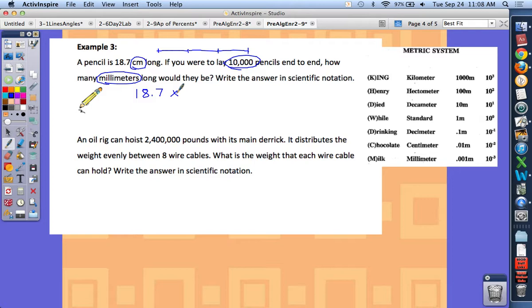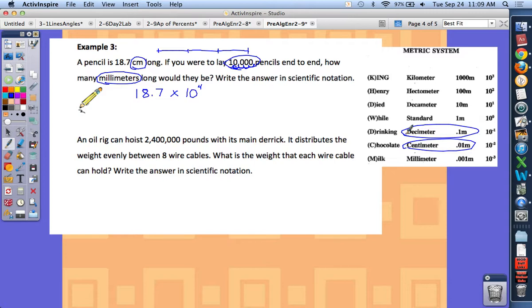Let's think about what power of 10 that is. 10,000 is 10 to what power? Well, here's your decimal. 1, 2, 3, 4 places to get it to be less than 1. So it's 10 to the 4th. Okay? But if I do that, that's going to be how long it would be in centimeters. I need to convert centimeters to millimeters.